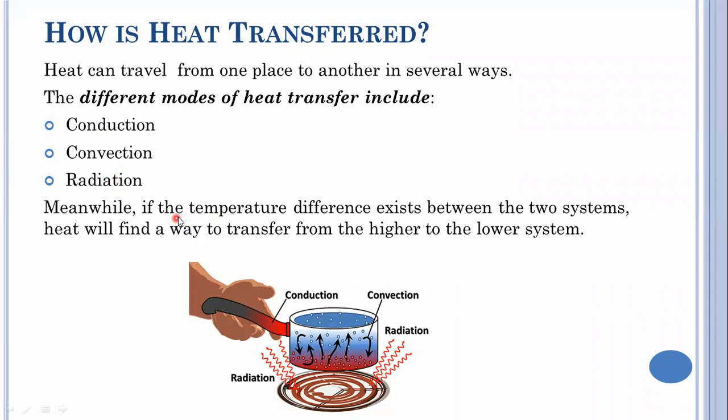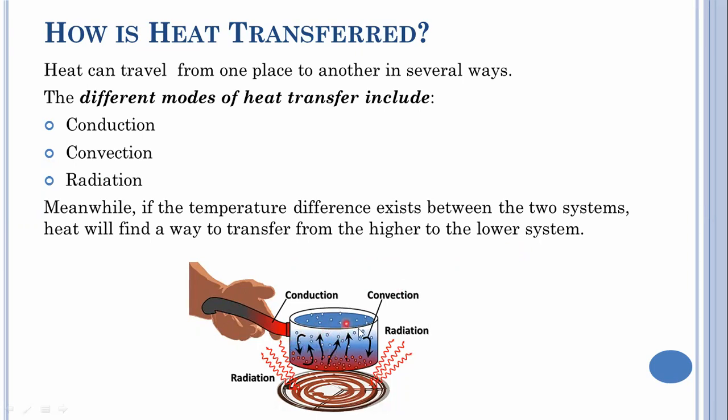Okay. Now, if a temperature difference exists between two systems, heat will find a way to transfer from the higher to the lower system, right? This we have already seen. If there is a temperature difference, heat can flow from higher temperature to lower temperature.